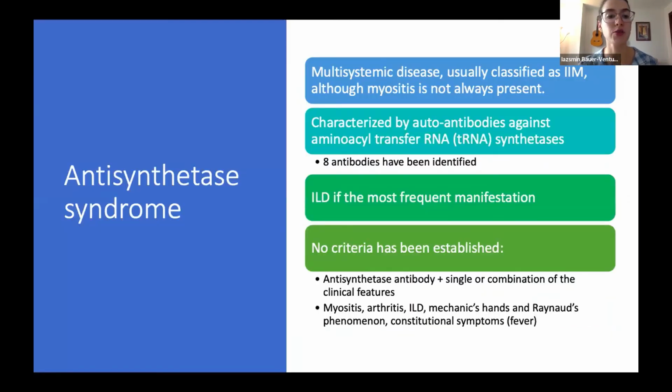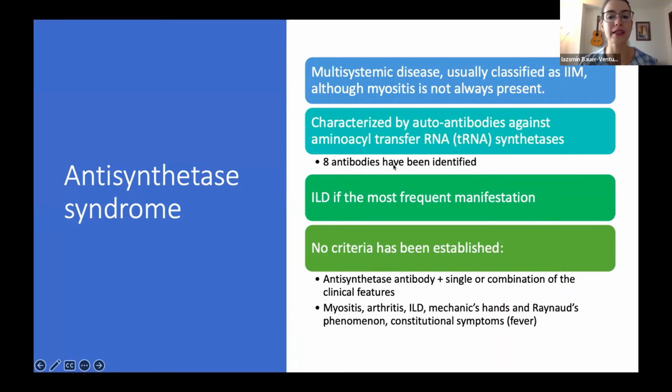All right, let's move on to antisynthetase syndrome. Antisynthetase syndrome is a multisystemic disease, usually classified as an idiopathic inflammatory myopathy, although myositis is not always present. The most important clinical manifestation of antisynthetase syndrome is interstitial lung disease. And sometimes it's the only clinical manifestation they have. The hallmark of this disease is the presence of antisynthetase antibodies.